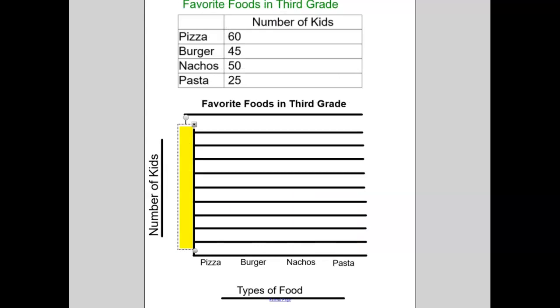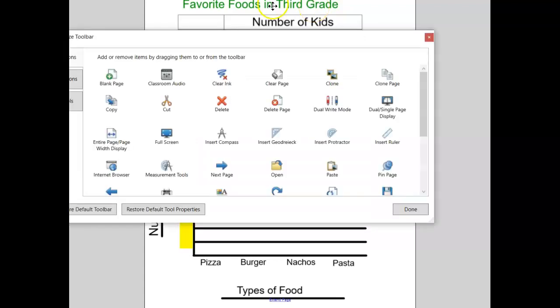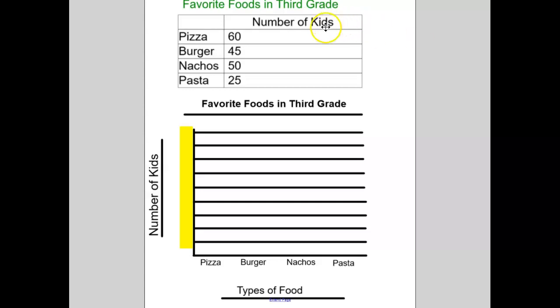Take a second to either pull this page out of your packet or draw it with me. Either way works perfectly. So we're going to start by selecting a scale. We know that's so important. So let's just start by understanding our data set. Favorite foods in third grade? And we have the number of kids. And we know that that shows the number of kids who liked each food. Our food options are pizza, burgers, nachos, and pasta.